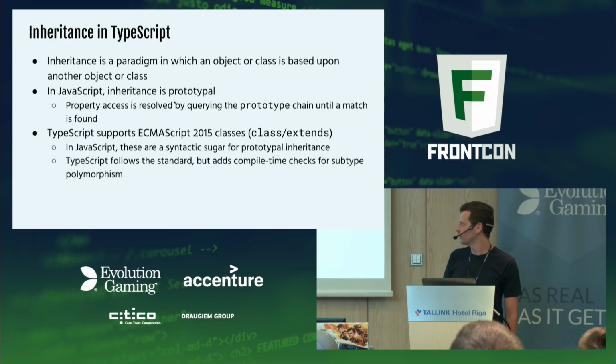So let's look at inheritance in TypeScript. Inheritance, just as a brief recap, is a paradigm in which an object or class is based upon another object or class. So in JavaScript, inheritance is prototypal. And this means that property access is resolved by querying the prototype chain until a match is found. So, for example, you have a dog object that has a prototype of animal, and animal could have the speak method within it, and then when you call dog.speak, that resolves to animal.speak.